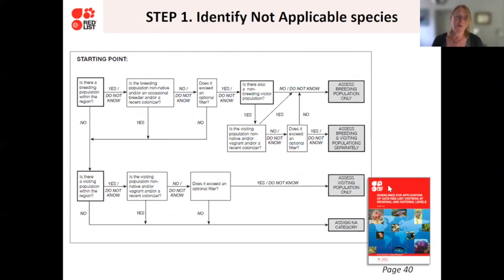Now, I'm not going to go through this flow diagram. I just want to highlight that it is there in the regional guidelines on page 40. It's a flow diagram which basically helps you through this process of identifying what is applicable for your national red list and what is not applicable. And it very much refers to optional filters. So you have to decide on the filters and then go through this flow diagram to help you.